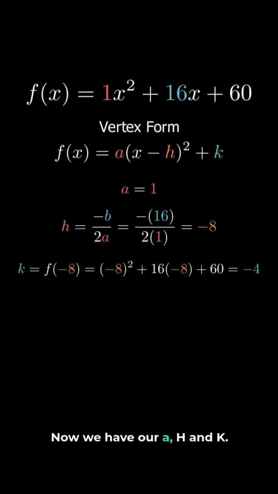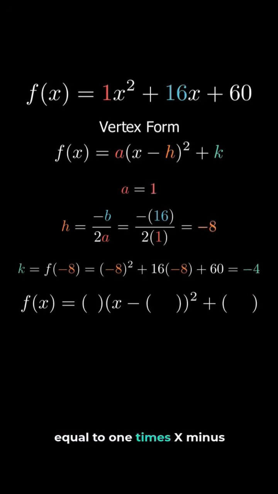Now we have our a, h, and k, so all we need to do is plug it into the vertex form of our function. That'll give us f of x equal to 1 times (x minus a negative 8), all that squared, plus a negative 4.